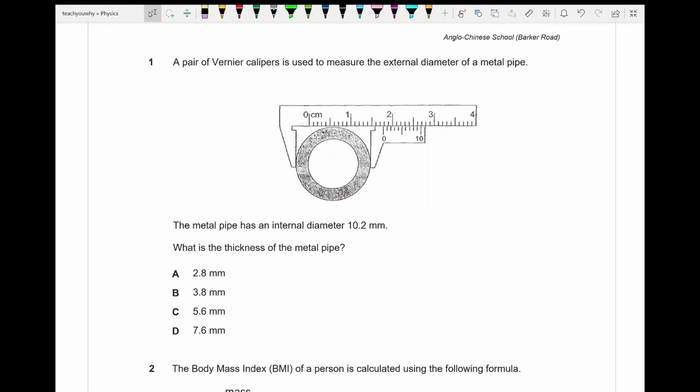First question is on vernier caliper. What we need to do is we will see that we have a main scale. The main scale reading is here, so it's 1.7. Let's write down 1.7. And then you have a vernier scale. The vernier scale is here, so it's 0.08.